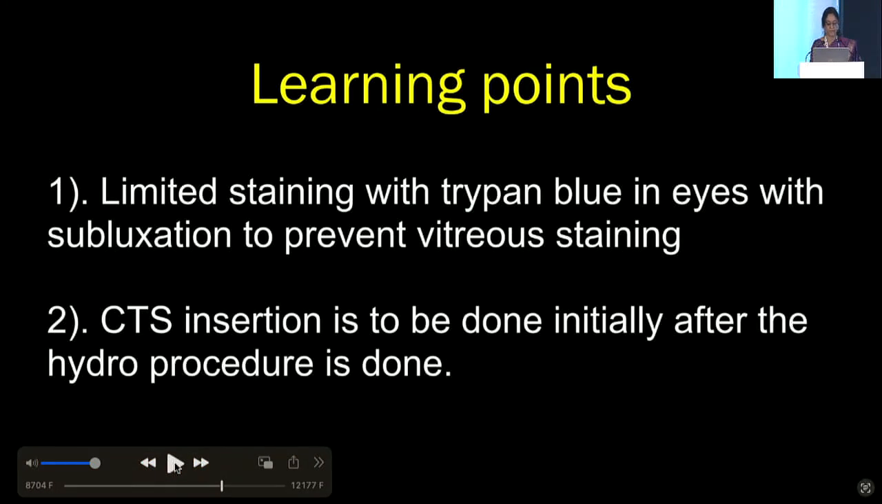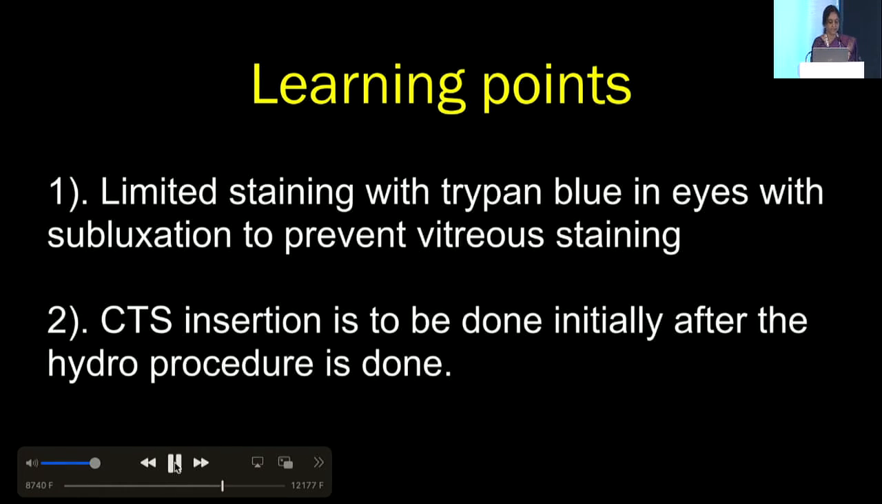So at this stage, the learning points from the second surgery were: how do you prevent the trypan blue from getting inside the vitreous? Always do a limited staining of the anterior capsule. Use the soft shell technique to delimit the area of subluxation. Only selectively stain the area of anterior capsule. This will help in preventing the trypan blue getting inside the vitreous. CTS insertion had to be done initially. The visibility did not allow me to do that, so I had to defer the insertion.